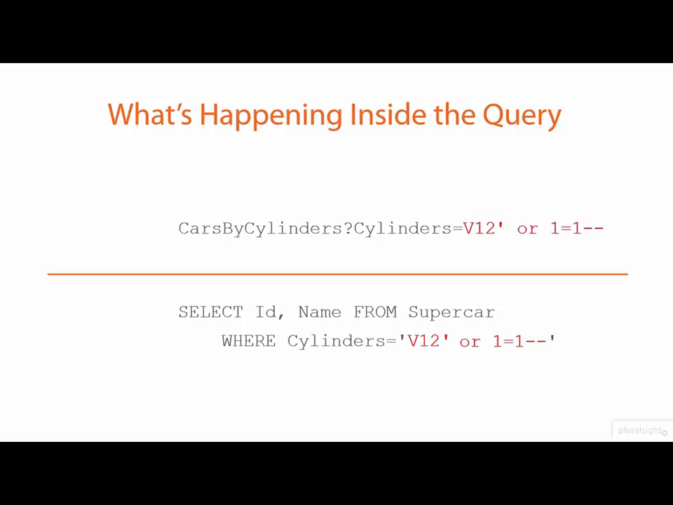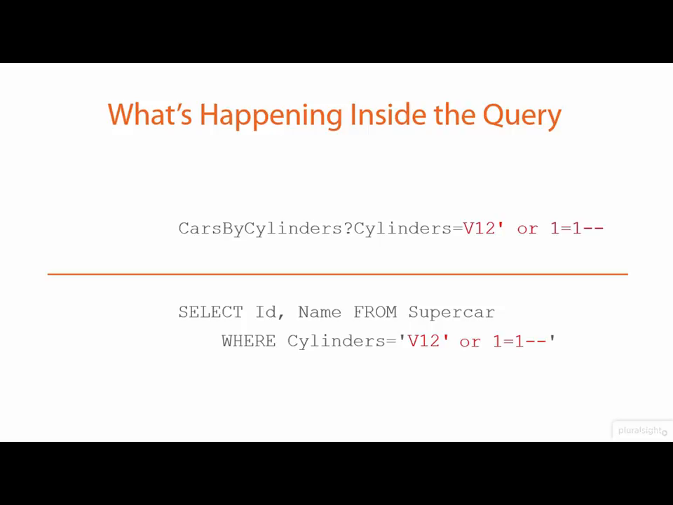Now after the OR operator, we've got this 1 = 1 condition. And clearly, 1 equals 1 is always going to be true. Combined with the OR operator, it's effectively going to negate the V12 condition. It doesn't matter that we're looking for cylinders that are V12s, because after that we say, or if 1 equals 1, which again is always true, then return the result. So this fundamentally changes the nature of the query. It's no longer a filtering query. We're just going to get everything.